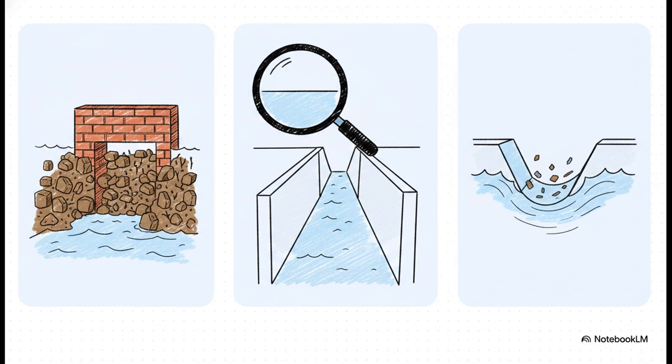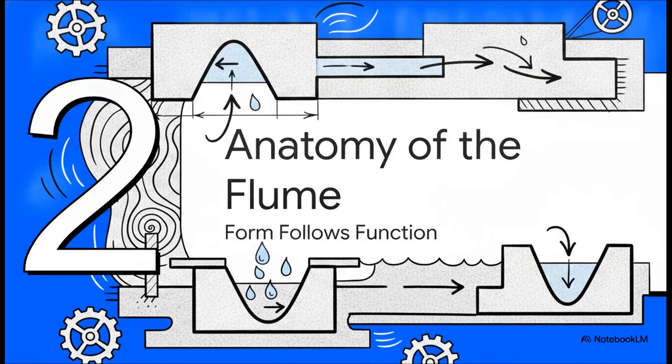Enter the partial flume. This thing was invented to solve both of these massive headaches. It's incredibly accurate, it easily withstands high degrees of submergence downstream, and best of all, it's designed to be totally self-cleaning. Moving on to Section 2, Anatomy of the Flume. Form follows function. Now that we know why this specific device even exists, let's look at how its highly specific shape actually makes it work.